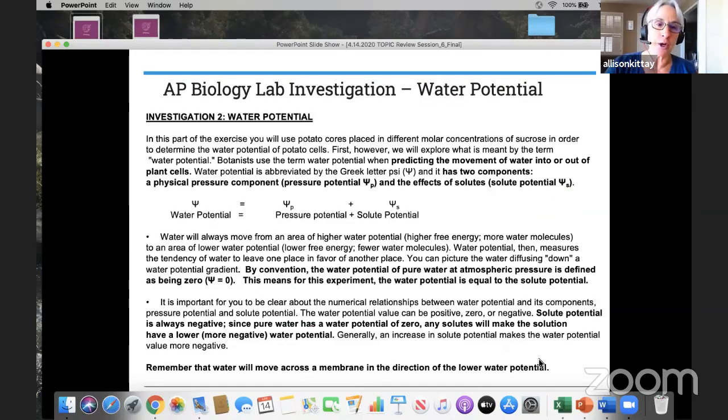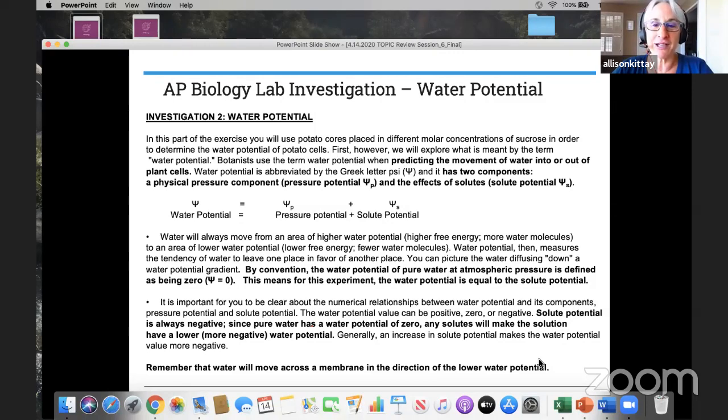So moving on to the water potential lab. The water potential lab uses potato cores, but you can use any vegetable. I know some teachers use carrots, or you could use zucchini, or some teachers will even have you look at the difference between different kinds of potatoes. And I'll tell you that the whole point of this exercise is to determine the molar concentration of sucrose in a potato cell. In other words, you're trying to find out how sweet a potato is.